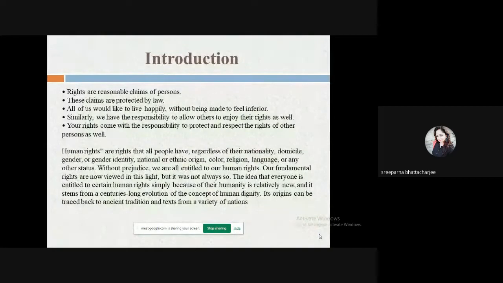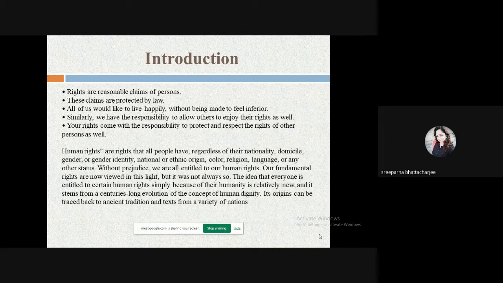Here in the introduction, you can see that a brief background about rights has been mentioned. When we talk about human rights, the first thing that comes to our mind is, what are rights? We know that rights are certain claims, certain entitlements, and some rights are prerequisites for our survival. We cannot survive without those basic rights, the basic amenities without which human beings cannot survive.